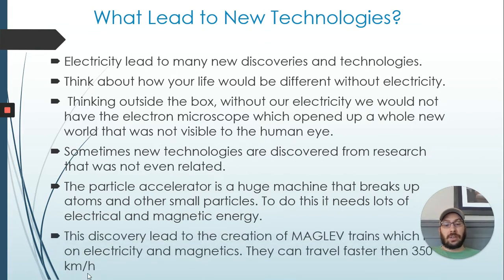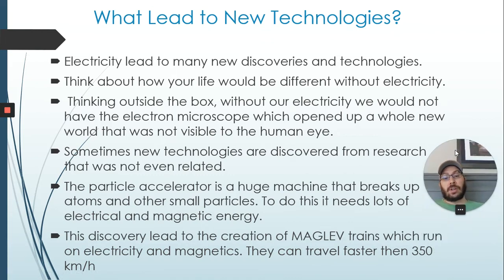Because of the particle accelerator, and because of some discoveries made with studying the particle accelerator, we were able to create, or scientists, I would never have done it, created the maglev, which are trains that actually run on electricity and magnets. They sort of hover, and they're pretty fast. They go up to 350 kilometers an hour.